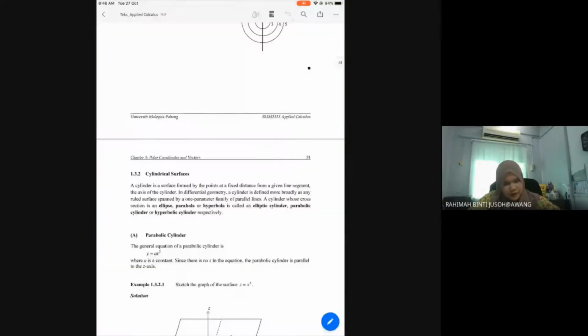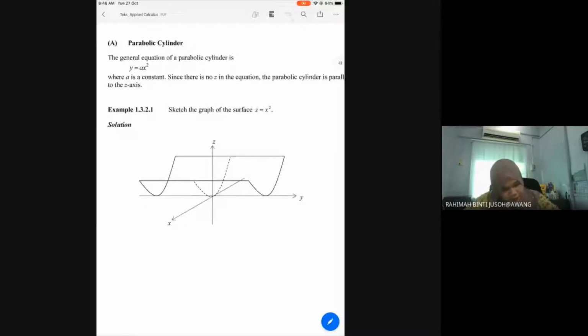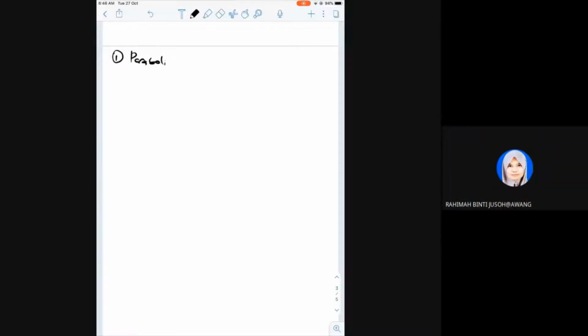Okay, we start with, we go one by one. Okay, parabolic cylinder. All right, parabolic cylinder. Number one, parabolic cylinder. Okay, example sketch. Let's say we have y equals to 5x squared. Okay, guys, sketch y equals to 5x squared in 3D.